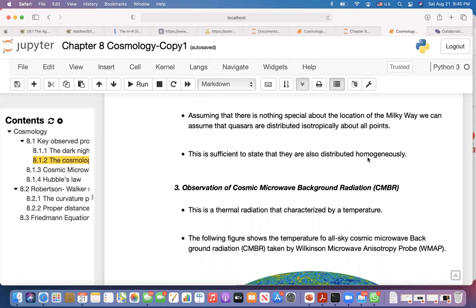And because of that, if you assume that there is nothing special about the location of our Milky Way, we can assume that quasars are distributed isotropically about all points, right? And this is one strong and sufficient piece of evidence to state that these quasars are also distributed homogeneously, right? So that is the second evidence to tell that the universe is isotropic and homogeneous.